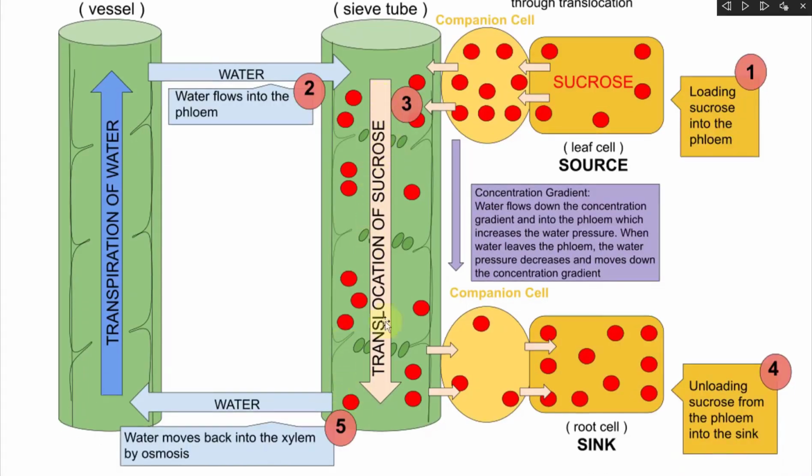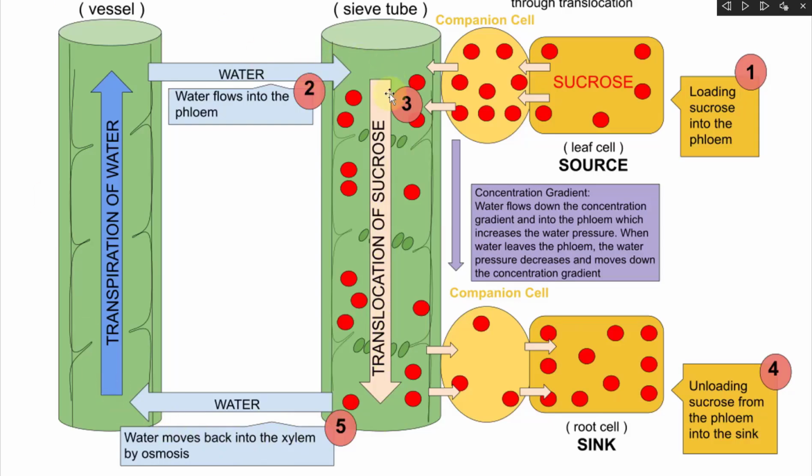And now we have translocation of sugar. Sugar goes down this. Water flows down the concentration gradient and into the phloem. This is a higher concentration of water going into the lower one here. So water flows down a concentration gradient into the phloem, which increases the water pressure. When water leaves the phloem, the pressure decreases. This high pressure here increases, and then the water moves back into the xylem by osmosis, because the higher pressure will be here and moves over here.